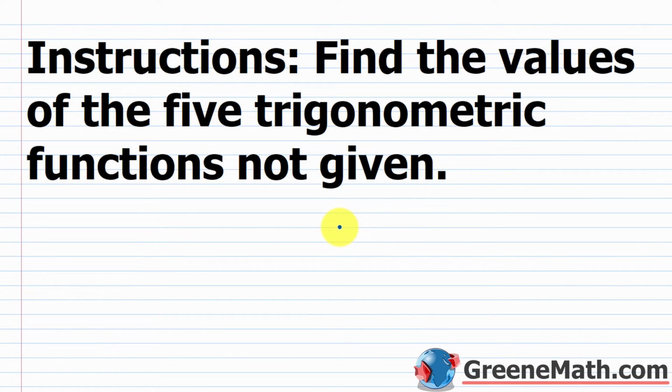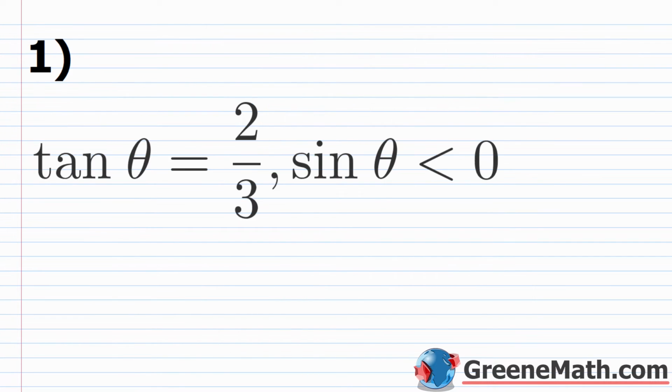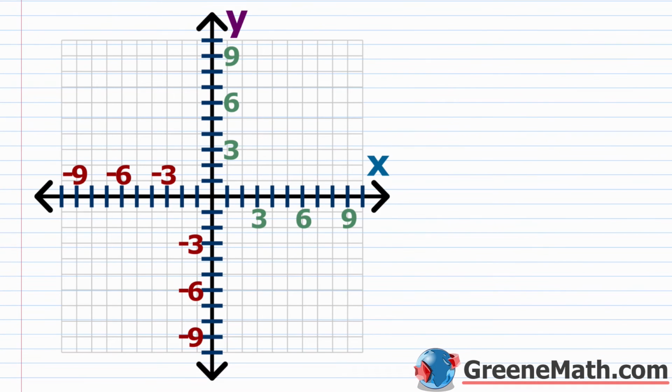All right, let's take a look at the practice test. For the instructions, we want to find the values of the 5 trigonometric functions not given. So coming down here for problem number 1, we have that the tangent of theta is 2/3 and that the sine of theta is less than 0. So the first thing if you have a problem like this is to figure out in what quadrant your angle theta lies. So what we would do is put the information together. We would start with the fact that the tangent of theta is 2/3, which is a positive value, and that the sine of theta is less than 0, which is obviously a negative value.